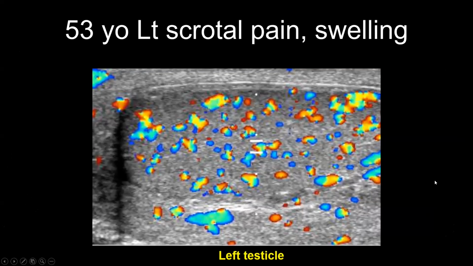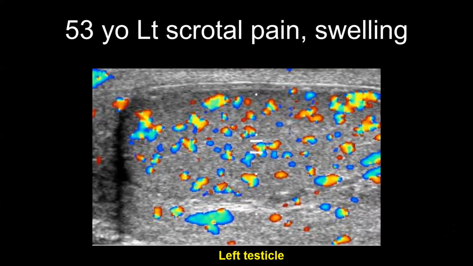This patient, a 53-year-old with left scrotal pain and swelling, and this was sort of interesting in that the sonographer brought me images of both testicles and epididymi that looked completely normal. And so I asked her, what does the patient look like? And she said, oh, he's got really a lot of swelling. It's very, very painful. And to me, this is a huge red flag. My images are not matching the clinical presentation. So I went in to scan the patient.